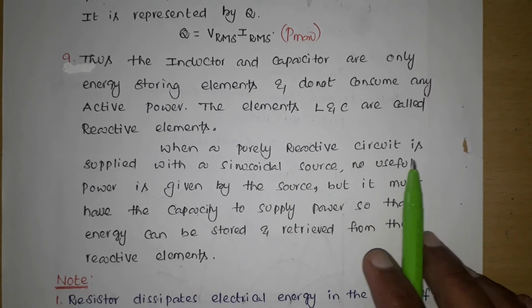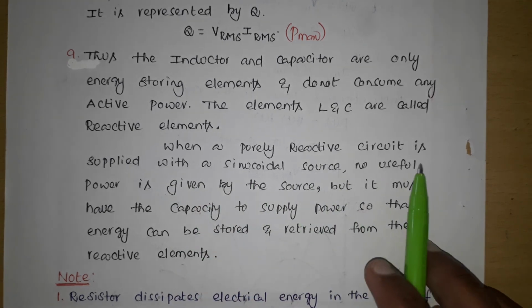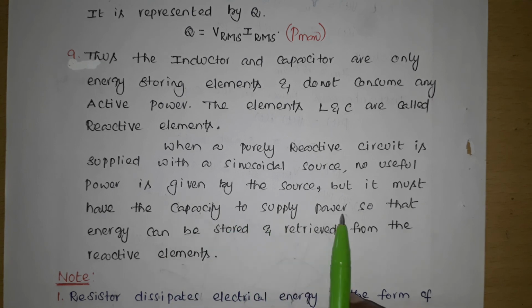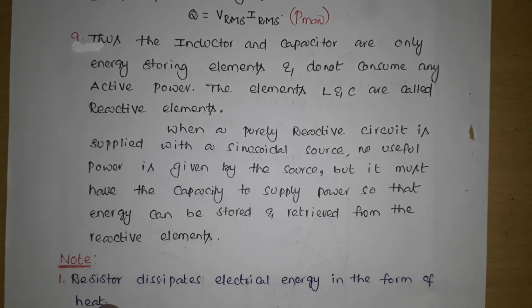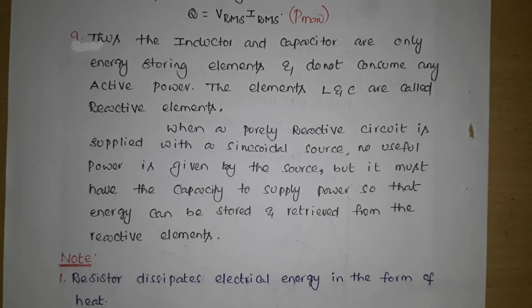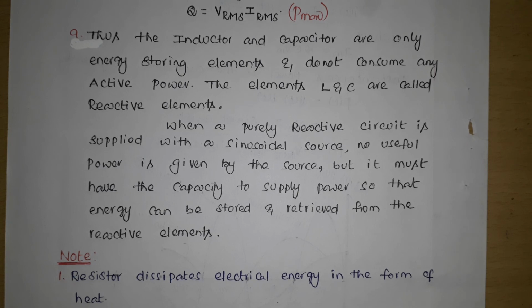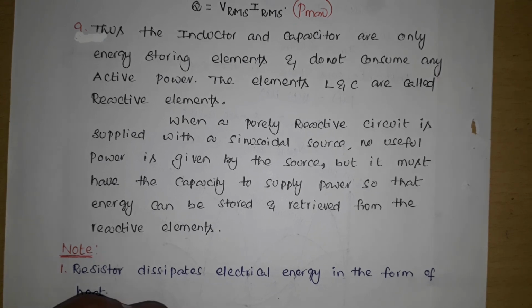When a purely reactive circuit is supplied with a sinusoidal signal, no useful power is given by the source, but it must have the capacity to supply power so that energy can be stored and retrieved from the reactive elements. That is, when inductors and capacitors are in the circuit, no useful power is given by the source, but it must have the capacity to supply power so that energy can be stored and retrieved from the reactive elements. So this is about power waveforms in resistor, inductor and capacitor.